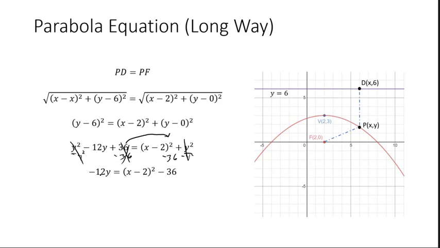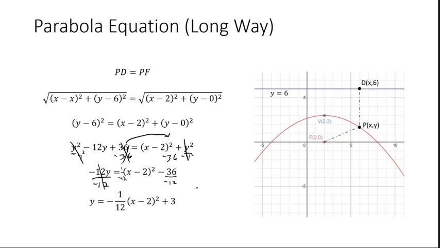And then one more thing is we can get y by itself completely by dividing both sides by −12. So when you do that, it's the same thing as 1 over −12. So you put 1 over −12 here in the front, and then divide this by −12 as well. It's going to give you y = −1/12 times (x − 2)², and then −36 divided by −12 is plus 3. Now we showed you this because we want to illustrate where this formula or equation comes from for a parabola. And this process can be used to find the equation of any parabola with any focus and directrix.